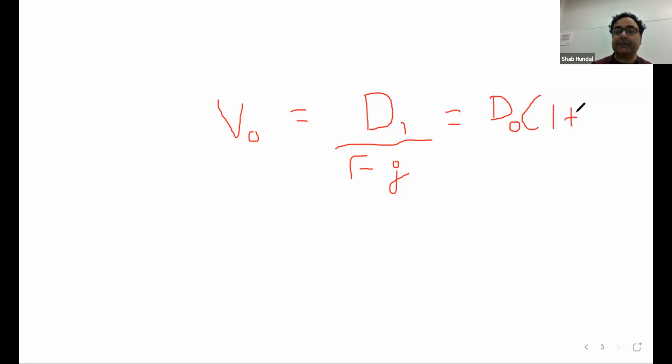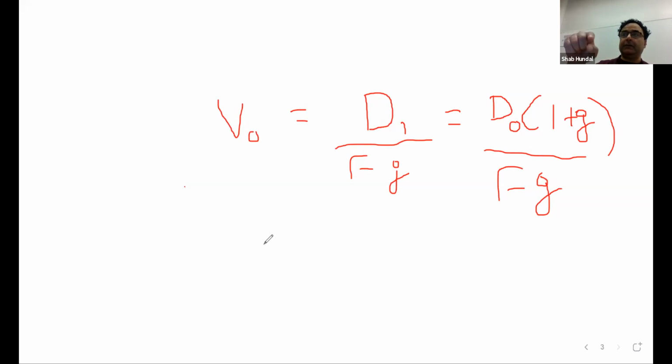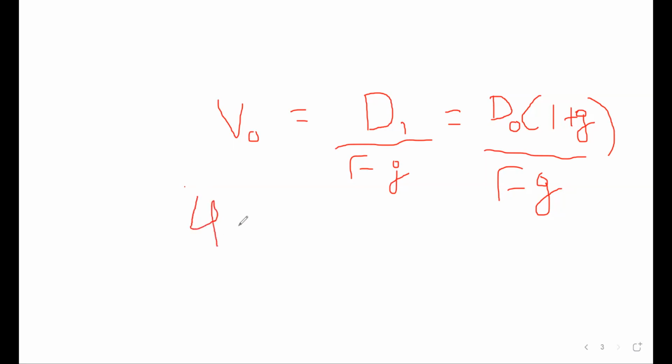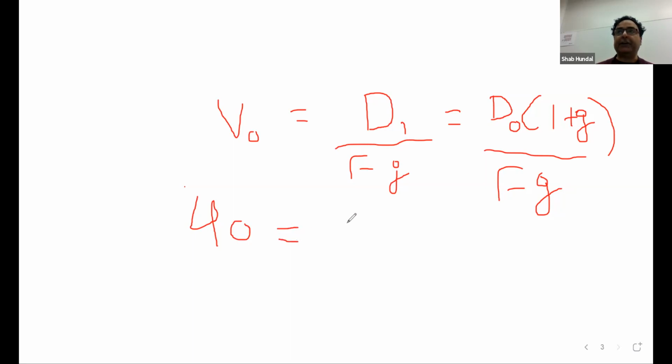Agree with me? 1 plus G. And the denominator remains the same. Are you guys still able to see the whiteboard on your screen? Yes. So the current value is 40. How much is the current amount of dividend you pay? I think it's 2. Am I right? 1 plus G.